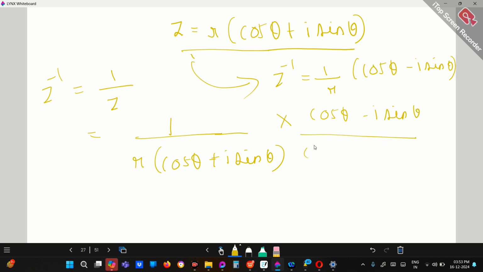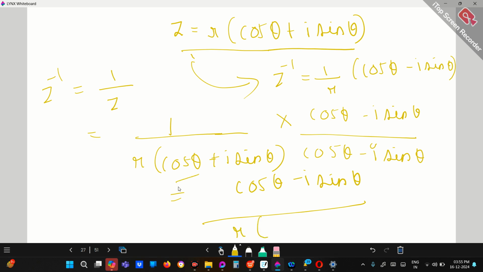You would have done a lot of concepts in complex numbers, so you would know this. We get cos theta minus i sin theta, after that r is there, and in the denominator cos square theta plus sin square theta, which is 1. So it is 1 by r into cos theta minus i sin theta. I hope you have understood this property.